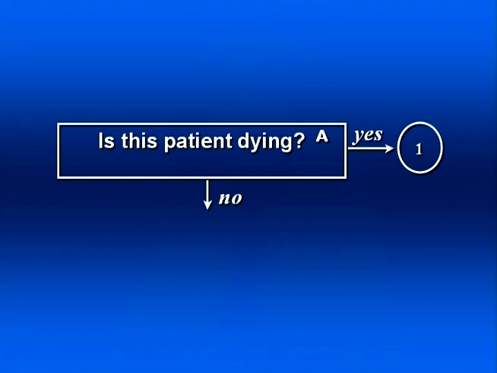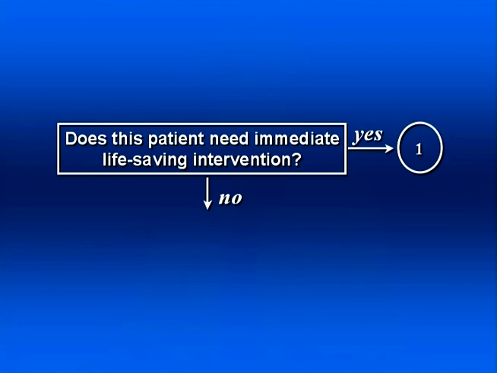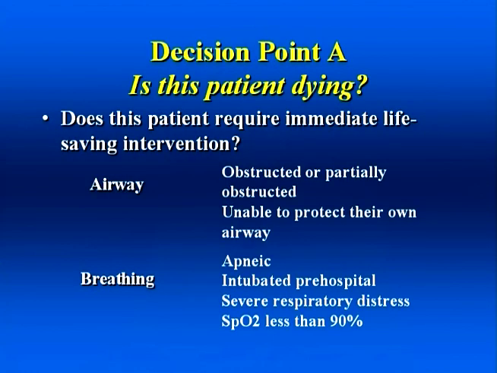But let's look closely at decision point A. Is this patient dying? The criteria used to answer this question are: does this patient require immediate life-saving interventions? If the answer is yes, the patient is assigned ESI level 1. What is meant by immediate life-saving intervention? Does this patient have an obstructed or partially obstructed airway? Are they unable to protect their own airway? Are they apneic? Or were they intubated prior to arriving at the hospital?